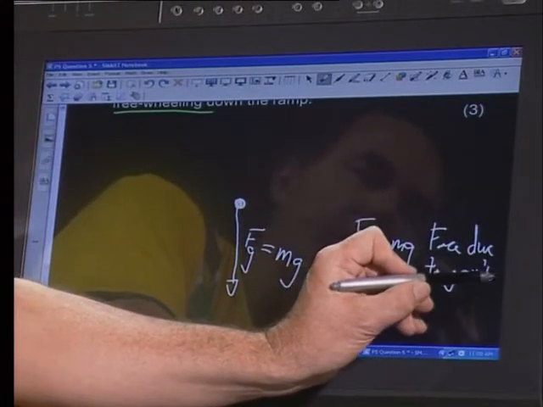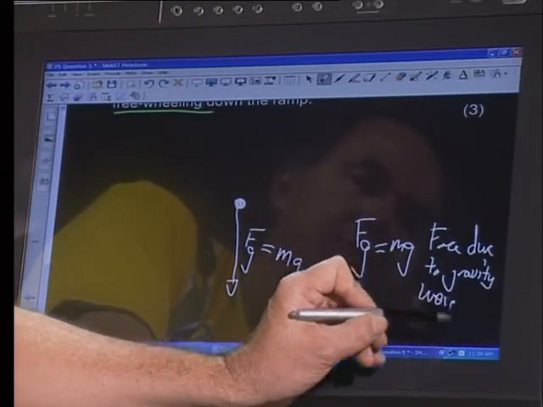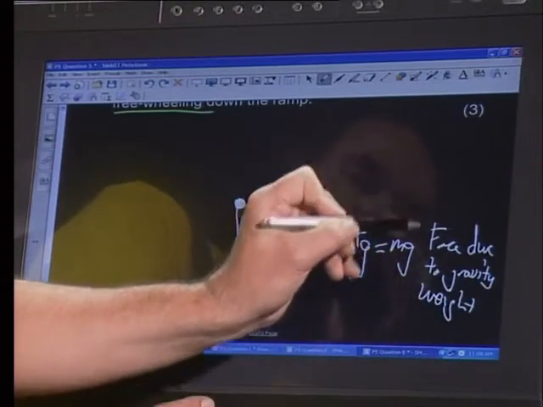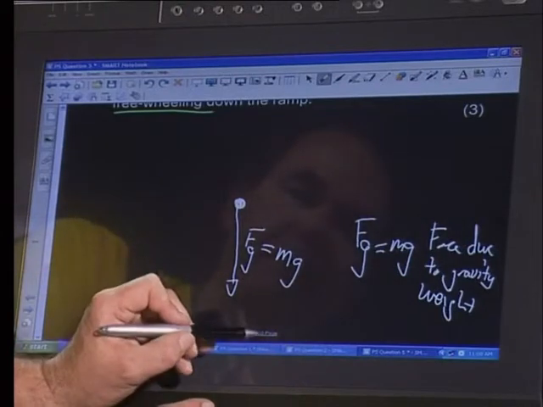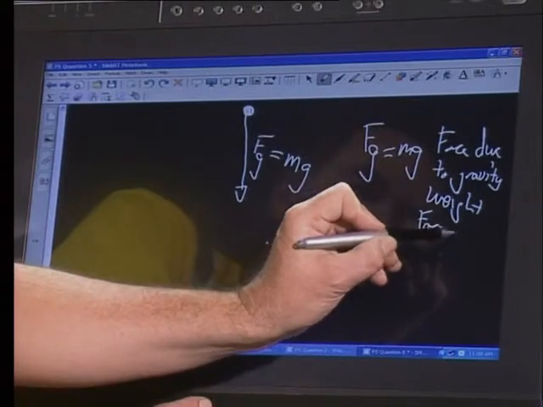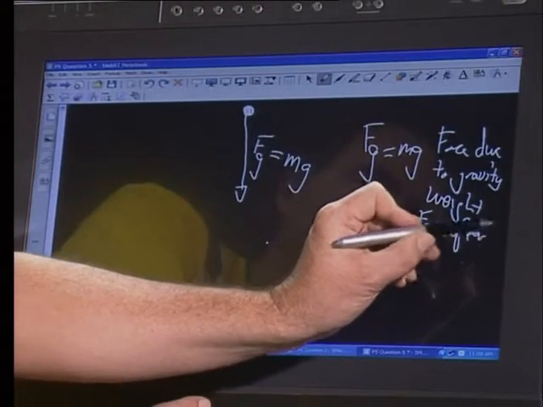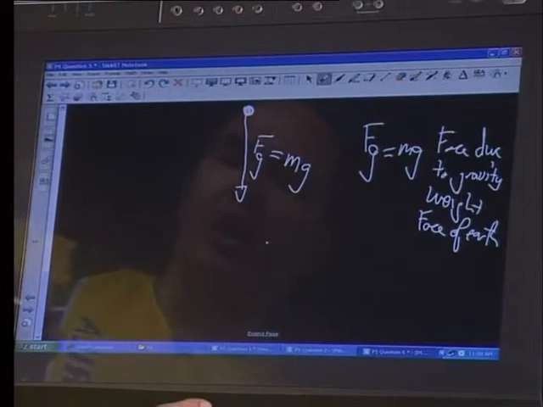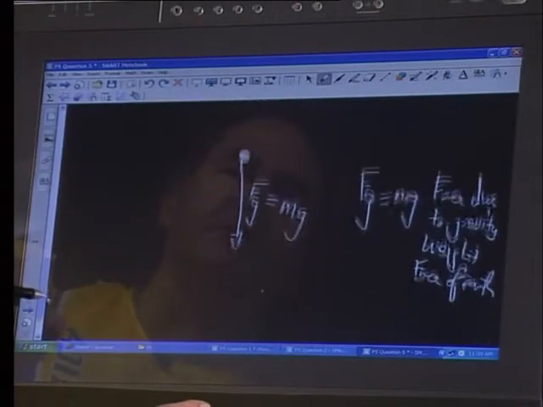You could say it's the weight, or it's the force of the earth on the system. It's the force of the earth. All of those labels are possible. Don't put them all in. I'm just giving you the alternatives.